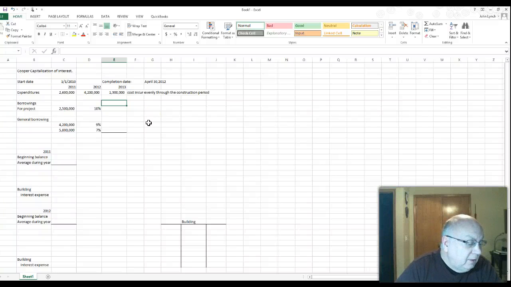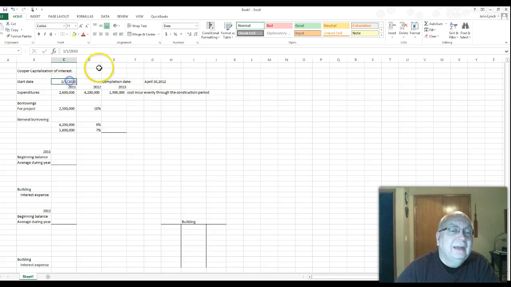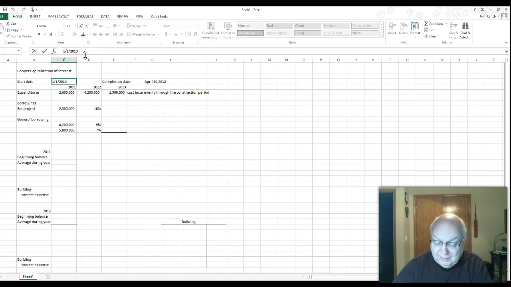Hello, we're going to go over the Cooper Incorporated problem that you had to do. I don't know what years you had, so I just put 2011, 12, and 13 down. But the expenditures for that year, and the date started was January 1st, 2011. I have 10 up there, but it should be an 11 based on my new problem.